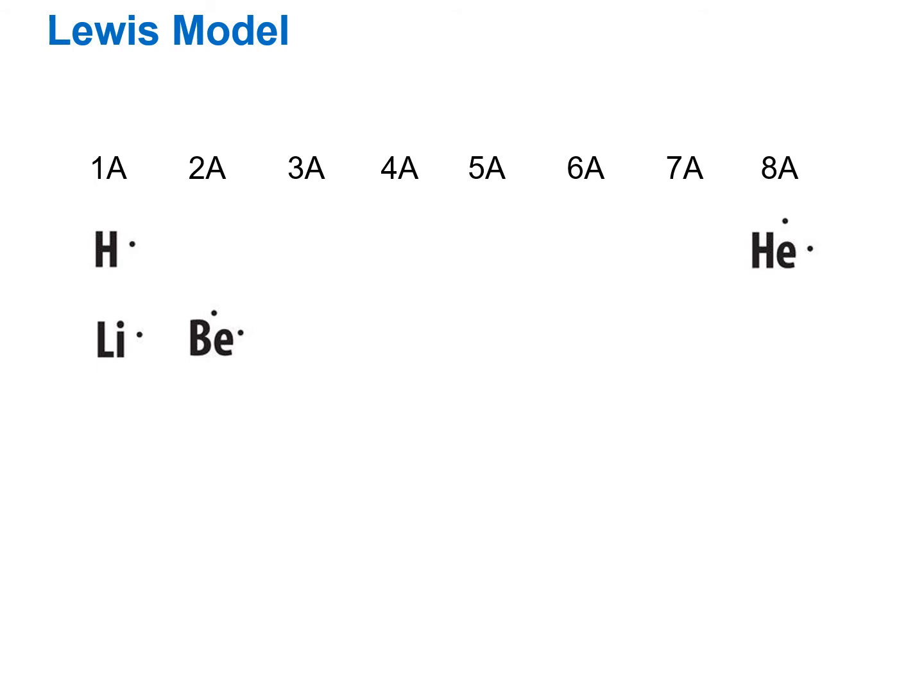Boron is the next player. It lives in column 3A. How many dots do you think boron gets? It gets three dots. It has three electrons in its valence. Carbon has four electrons. It gets four dots. Nitrogen gets five dots. Oxygen gets six dots. Fluorine gets seven. Neon gets eight.